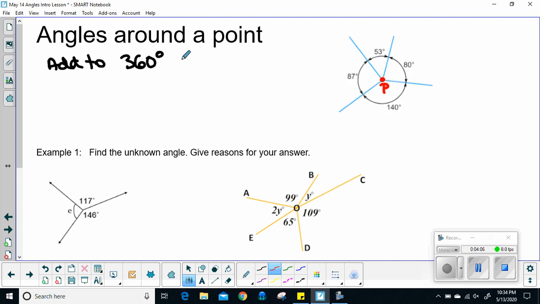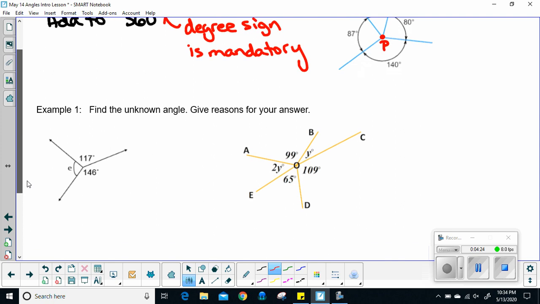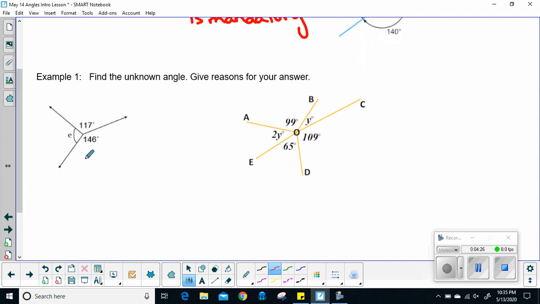And yes, I am going to be very picky. You have to have that degree sign. It is not optional. It doesn't matter if you are typing or writing, you must have those degree signs when you're talking about angles. Okay, so here's an example. Find the unknown angle. Give reasons for your answer.